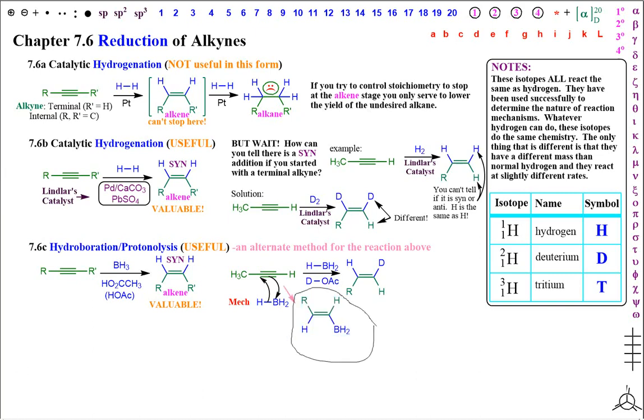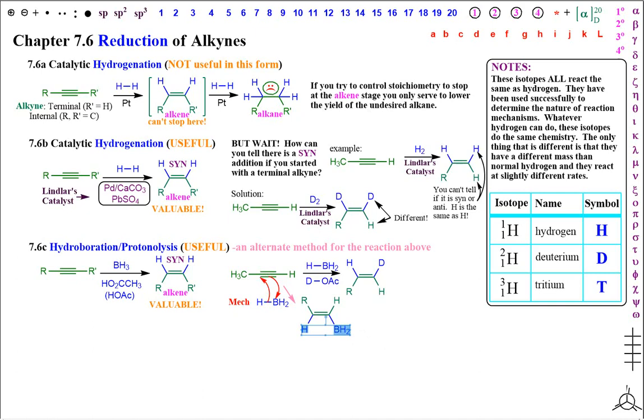This is in fact the Markovnikov regioselectivity, where the more electronegative H is on the more substituted carbon, less electronegative B on the less substituted carbon. It also happened to be that both of these arrows happened at the same time, which resulted in syn stereoselectivity, both new groups on the same side of the alkene.